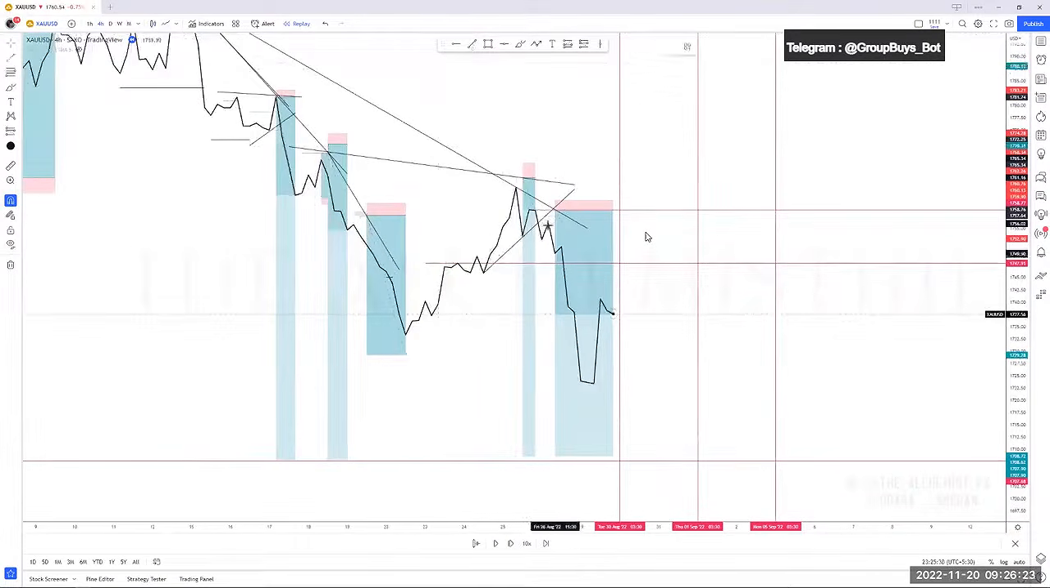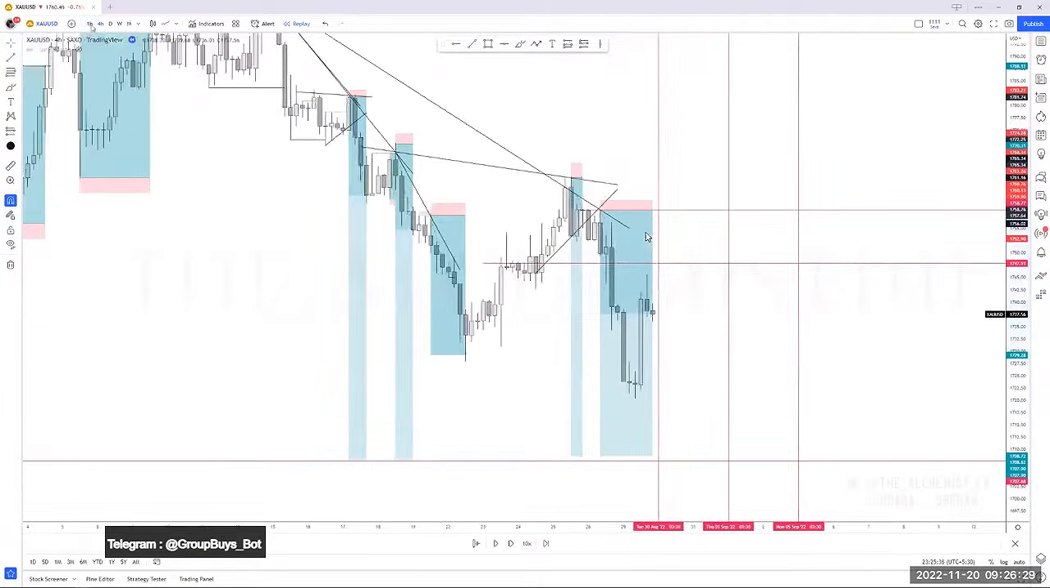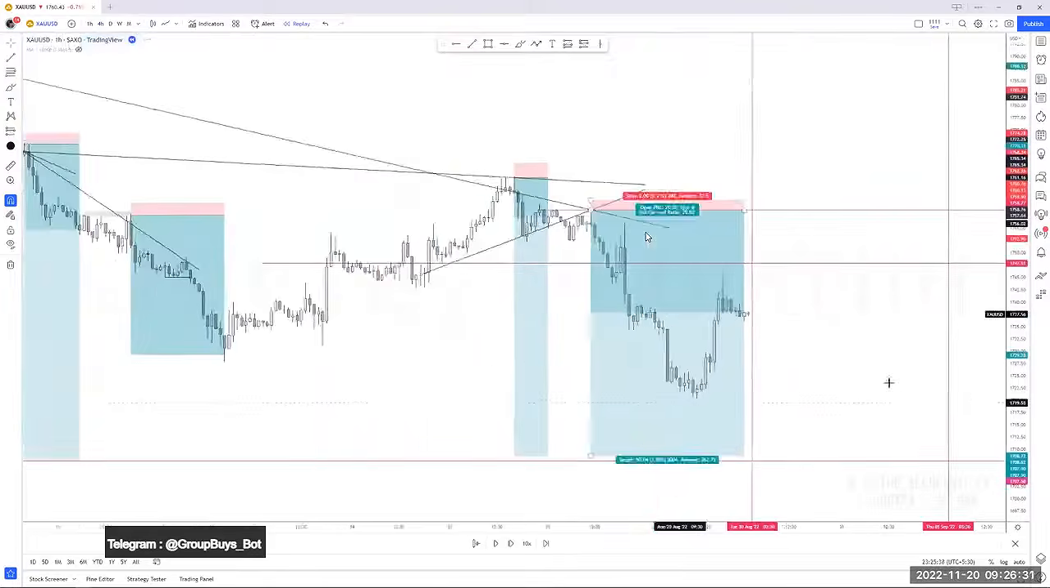Because we can't draw a trend line like this, this is too steep. You can see that, right? That's too steep. Okay, so no trend lines on the 4 hour. Let's go to the H1.